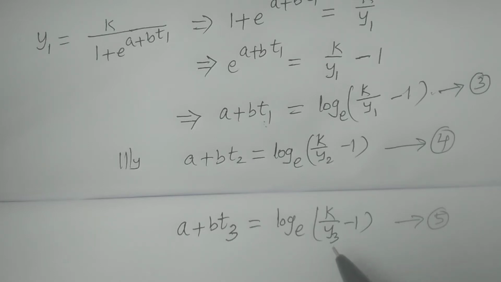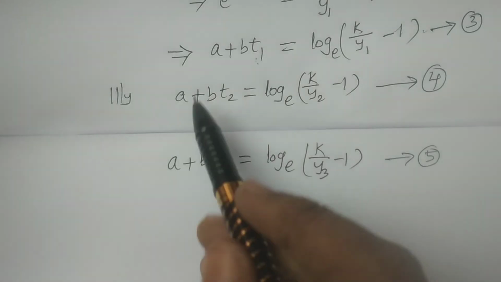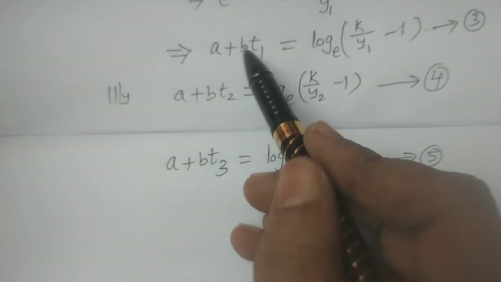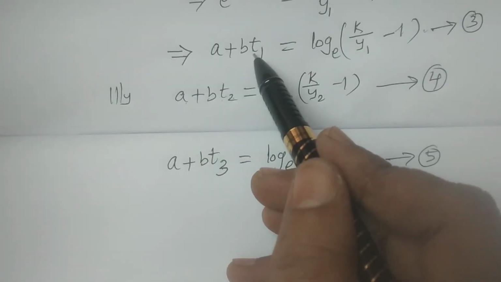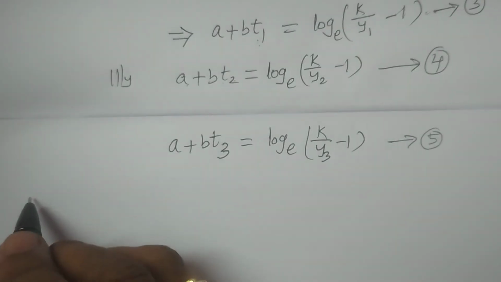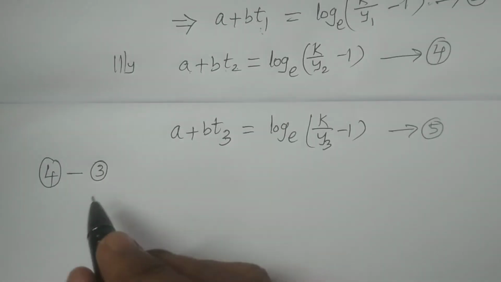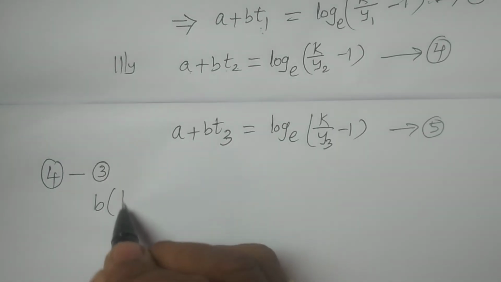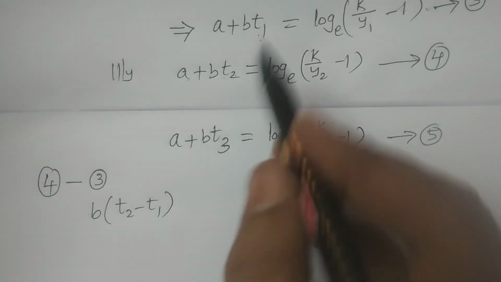Now what do we have to do? Subtract these two, 4 and 3. By subtracting 4 and 3, what will you get? a plus b t2 minus a plus b t1. So a will get cancelled. If you take b common, b into t2 minus t1. Is it clear? These are the equations.